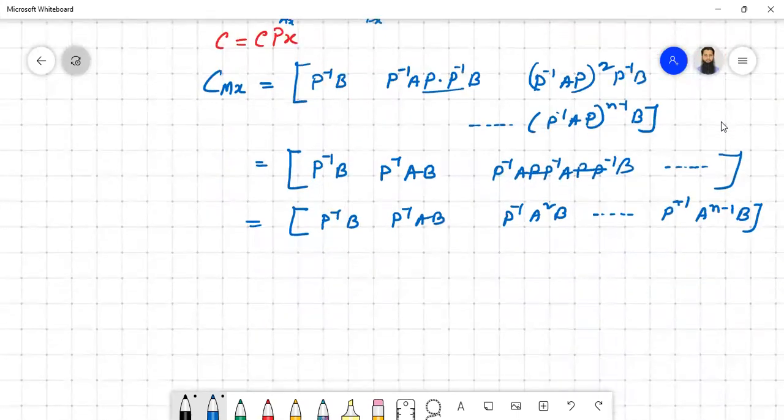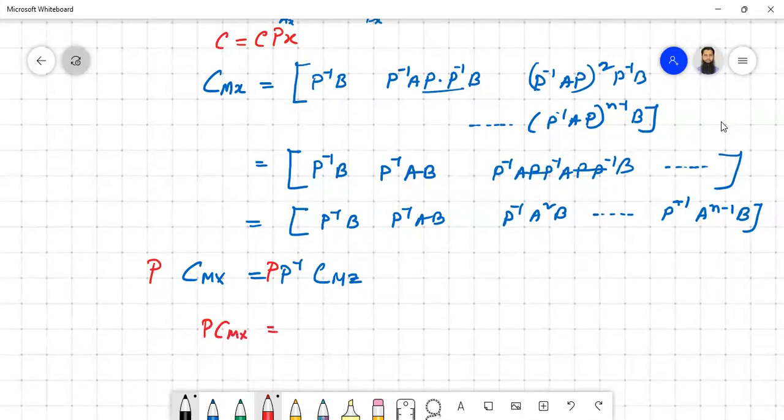So we can take common of the P inverse, and that gives us the previous controllability matrix CMZ. So we can easily find a relation between the two controllability matrices. If you multiply by P on both sides, because this is a matrix, you have to be careful, P CMX should be equal to CMZ.